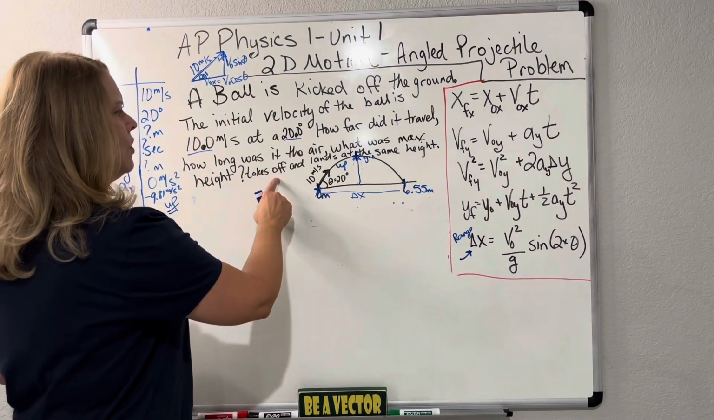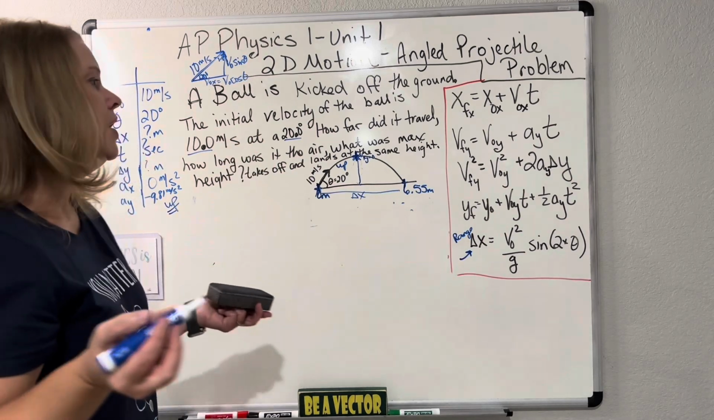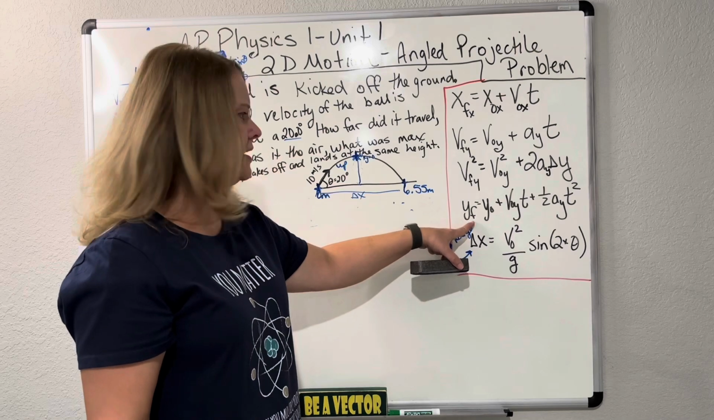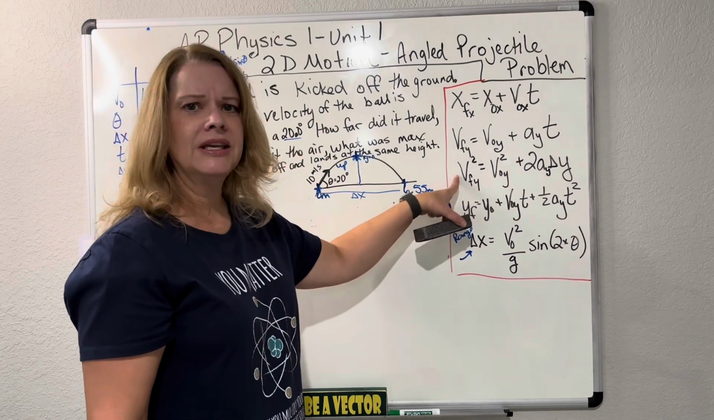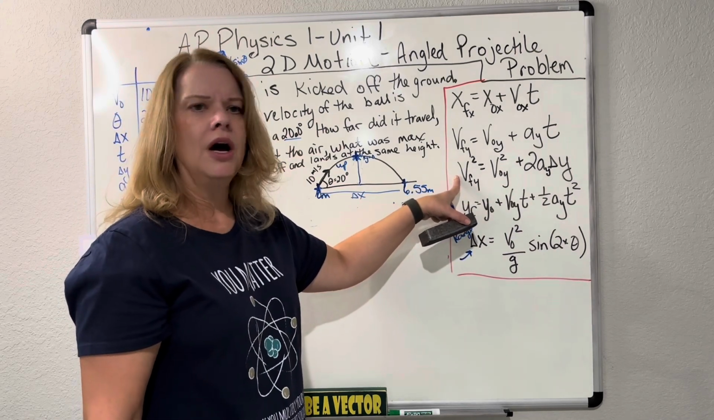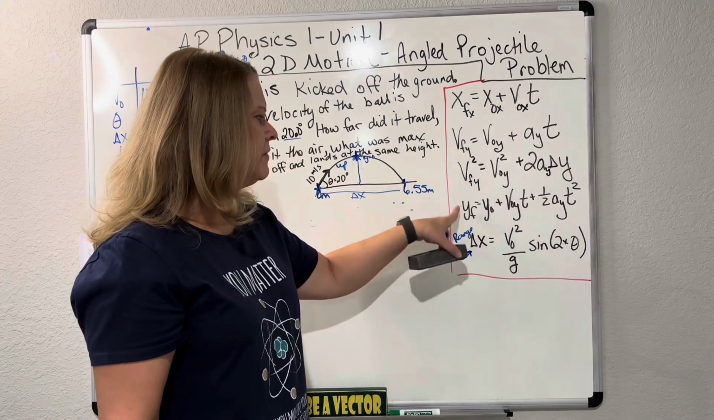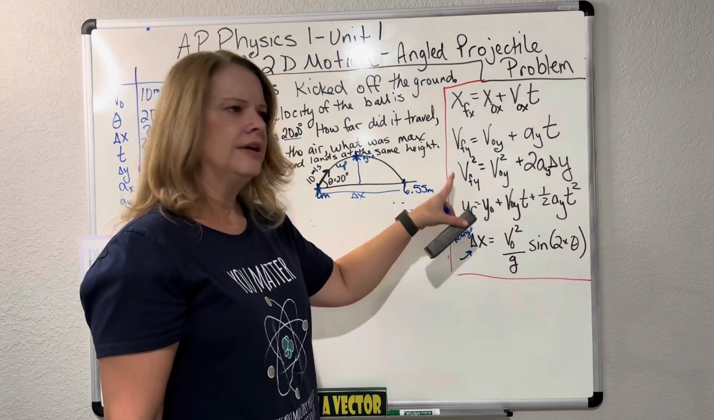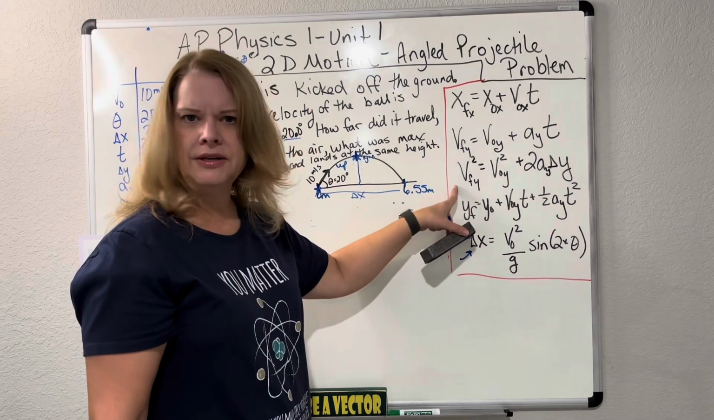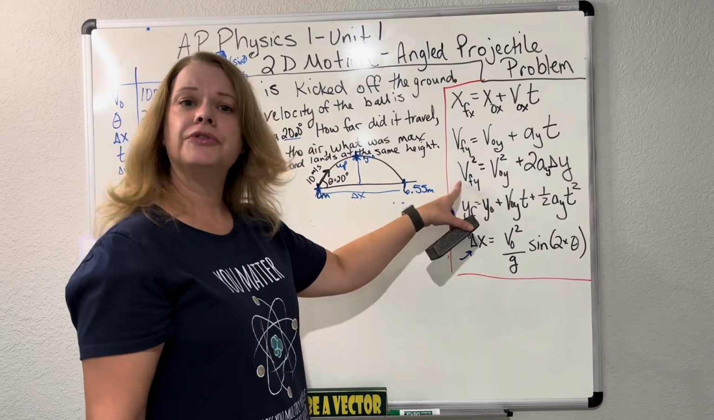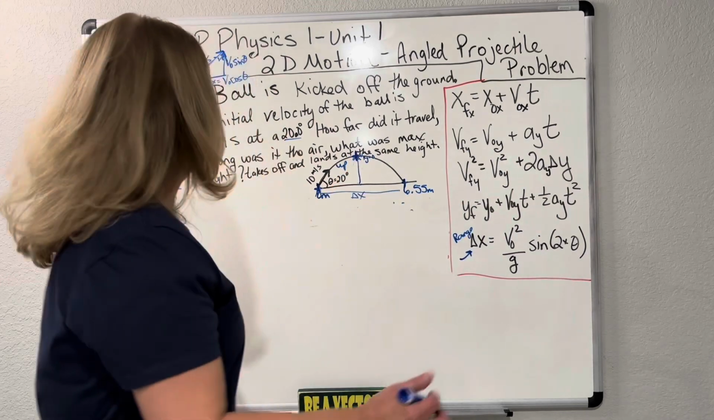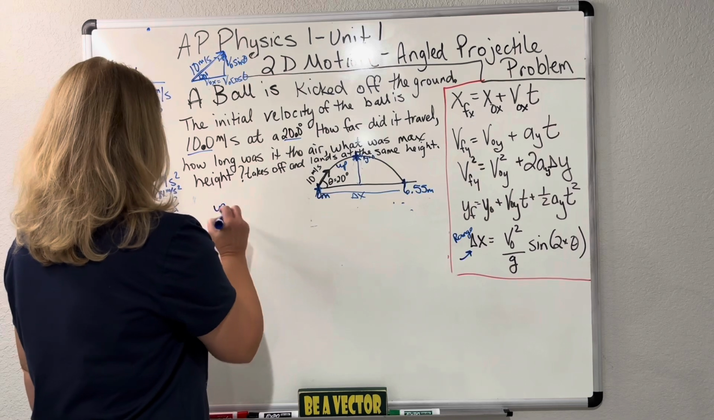We have the third thing, what was the max height? Okay, well, I can use this one, and y final will be the max height, or I can use the second one. Again, it doesn't matter what you use, as long as you put the right variables in. If you have all the variables except what you're looking for, then winner, chicken dinner, you can use either one. I'm going to use this second one, and max height is right here at the top. So I'm going to do up again to max height.